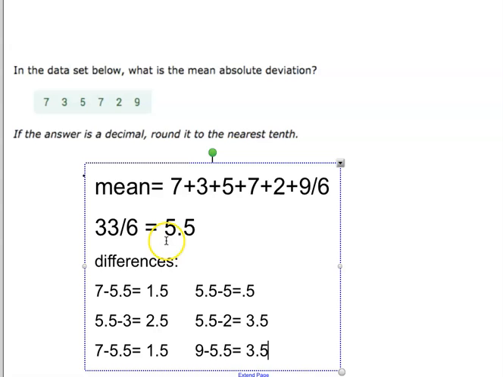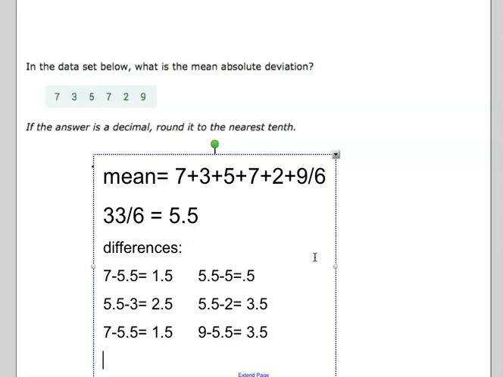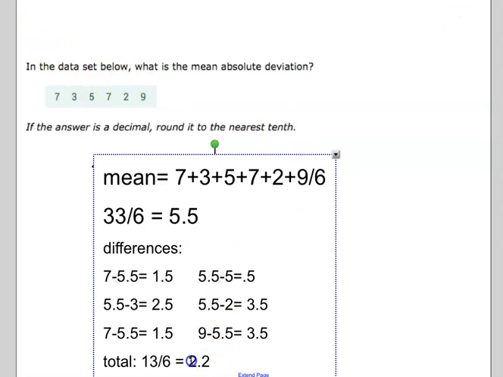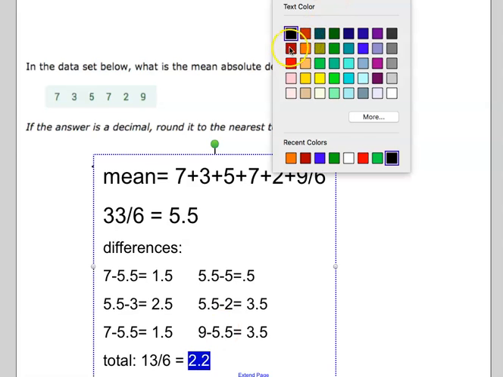Now, after you find the differences, you then have to add up all the differences and find the mean of that. So you would add 1.5, 2.5, 1.5, 1/2, 3.5, and 3.5, and you would get 13. So the total is 13, and you divide it by 6. So the new mean of the differences is 2 and 2/10 when you round to the nearest tenth. So the answer in this case is 2 and 2/10. That is the mean absolute deviation.